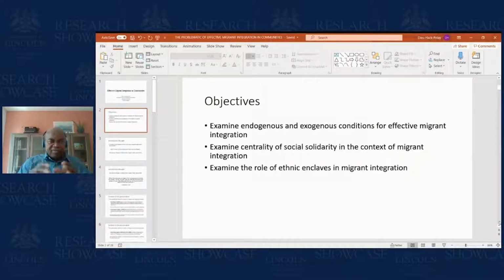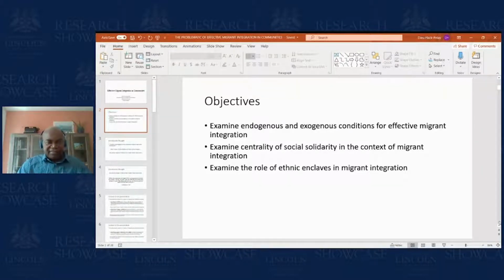So I'm pursuing three objectives here, just to contain the sort of things that we're going to look at in this presentation. I'll try to examine what I call the endogenous and exogenous conditions for effective migrant integration. So in essence, what the migrants themselves do and what the external society does in order to facilitate migrant integration.